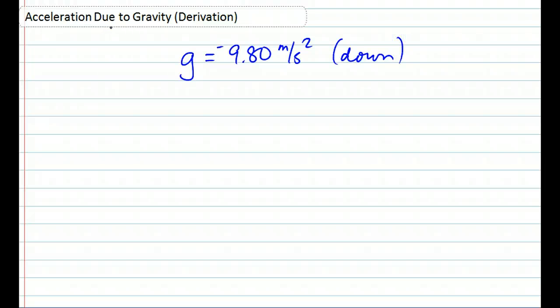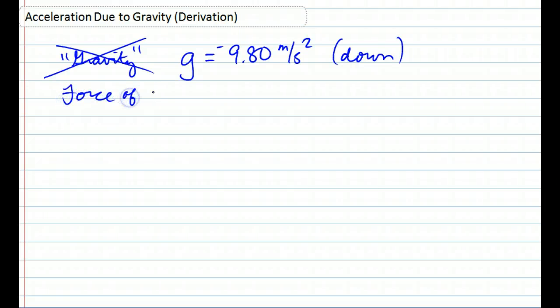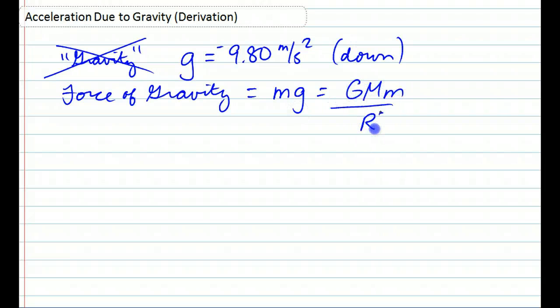So this is what we commonly call gravity, but that's really not 100% accurate. Instead of calling this gravity, we should first of all be talking about the force of gravity. And remember, for the force of gravity, by this point we know that it's not as simple as just mg, it's actually G M m over r squared. Okay, but don't worry about that right now.